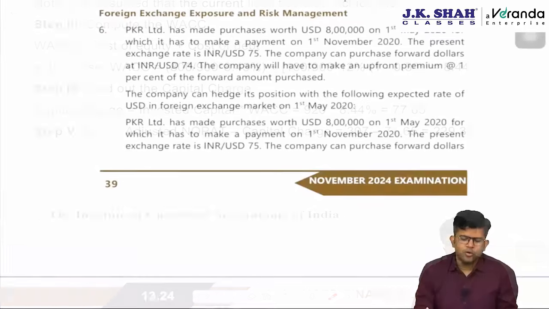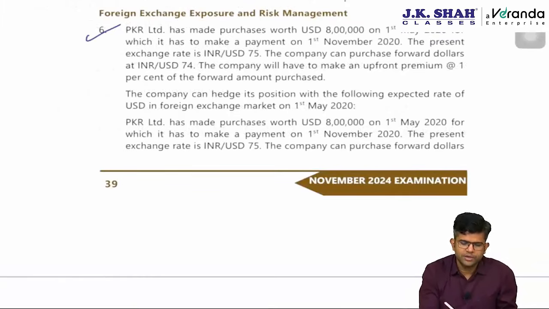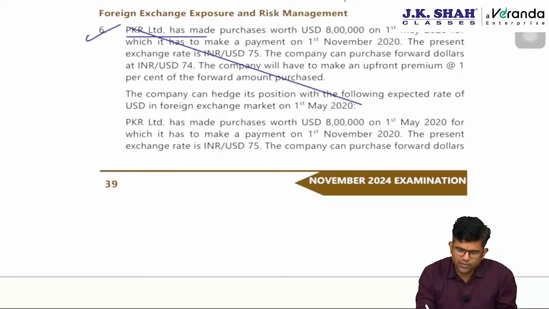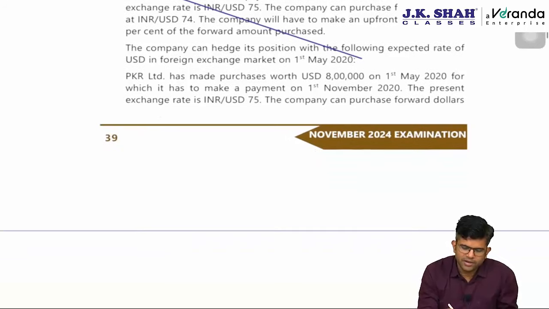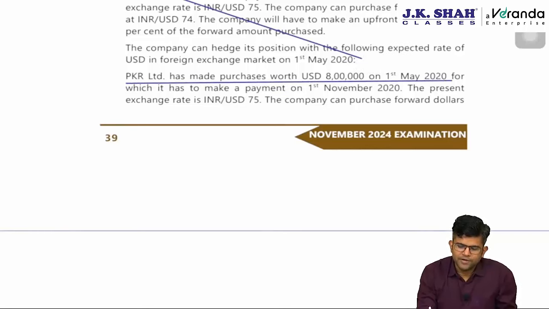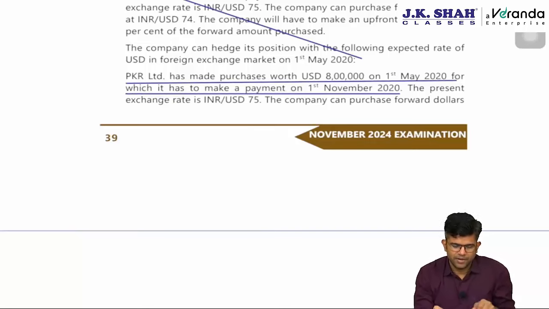Okay students, now let's go to question number 6, which is from the chapter of Forex. A basic question on forward cover, a nice question. They have by mistake repeated this whole thing twice, starting from here again. PKR has made purchases worth $8 lakh on 1st May, payment to be made on 1st November.